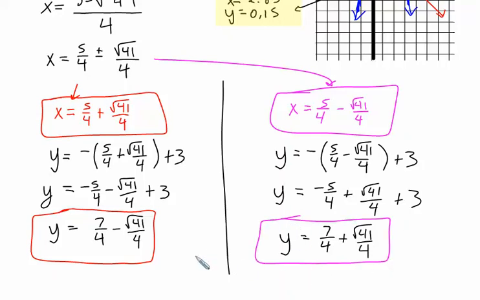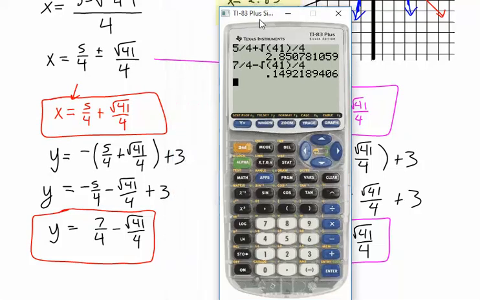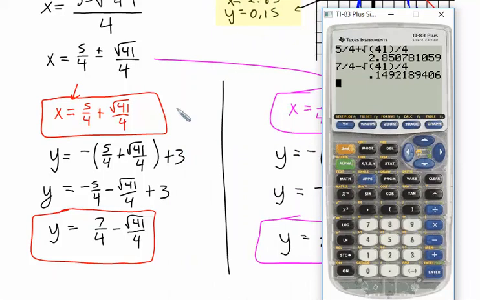Now the final thing that we can do is take our calculator and see if these approximations match our earlier approximations. So here's our one set of approximations. X was 2.85, y was 0.149. Come back here, we're going to type 5/4 plus radical 41 over 4. Close the square root on the 41. Hit enter. Woo, there we go. That x value checks. How about the y? 7/4 minus radical 41 divided by 4. And I think that also checks. If I scoot this calculator over, it was about 0.15. So both of those are good.